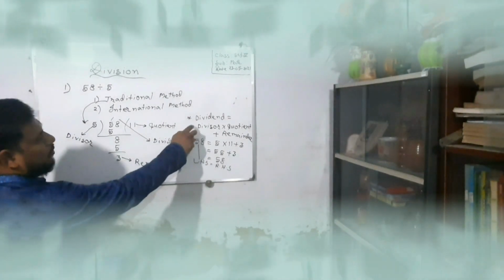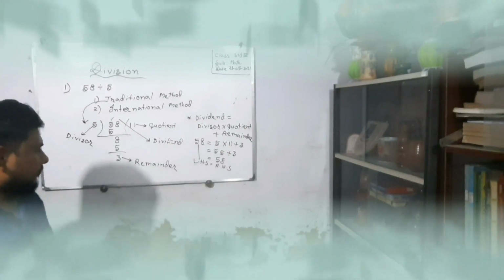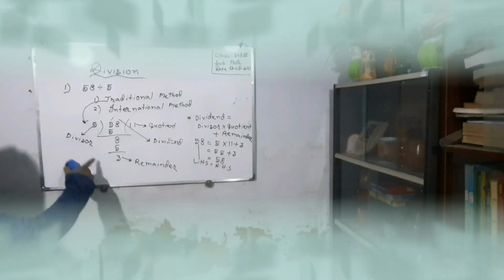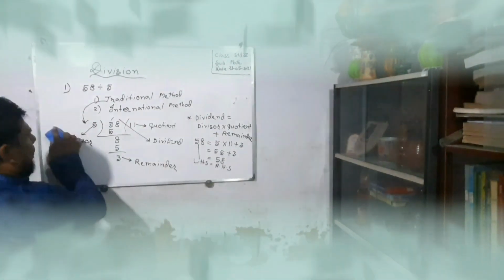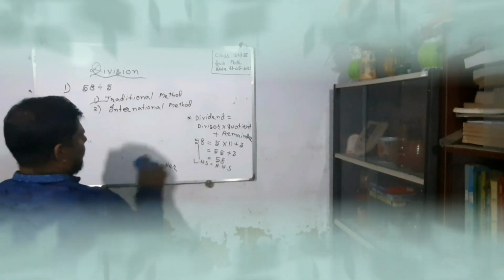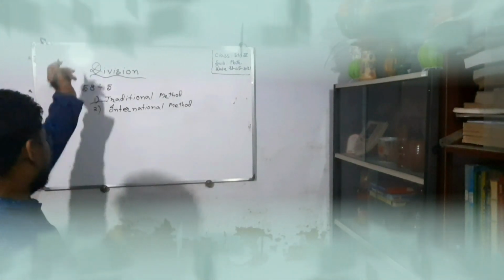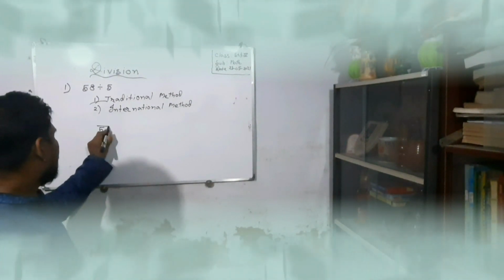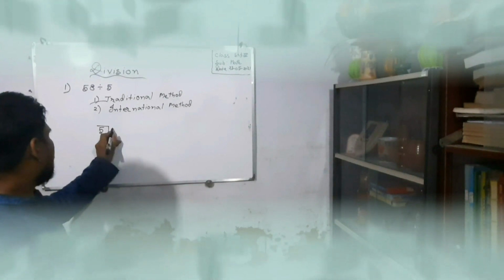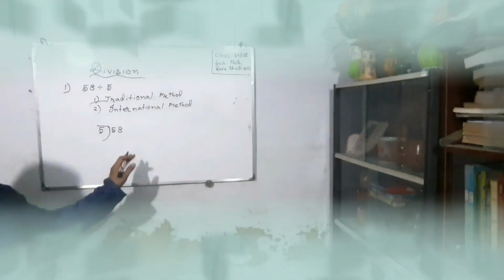And this is the formula of dividend. So this is the traditional method, and I will show you the international method. Look at the board.